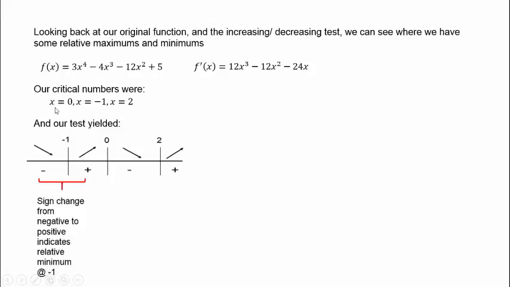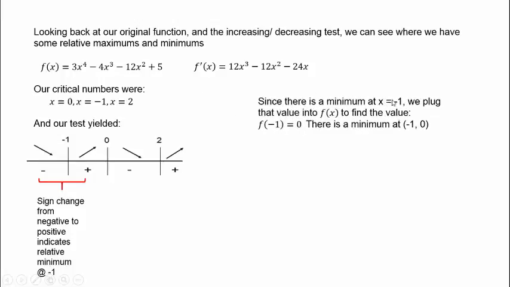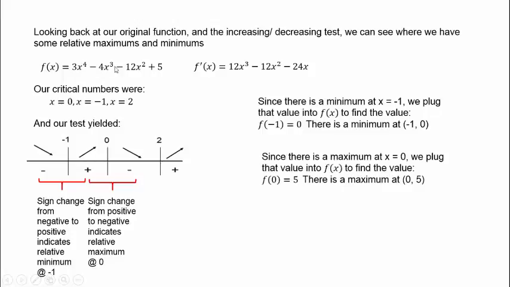So that sign change from negative to positive indicates that I have a relative minimum at -1. So we're going to take that -1 and we're going to plug it back into our function. Since there's a minimum at -1, we plug that value into f of x to find where it is. So f of -1 is 0. That means that there is a minimum at -1, 0. When you look at our critical number 0, you can see a sign change from positive to negative. That indicates that we have a relative maximum. So again, we're going to take the 0 and plug it in. That one's really easy. When you plug in the 0, obviously we get 5. So there's a maximum at 0, 5.